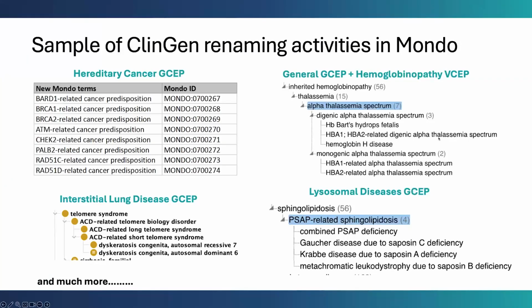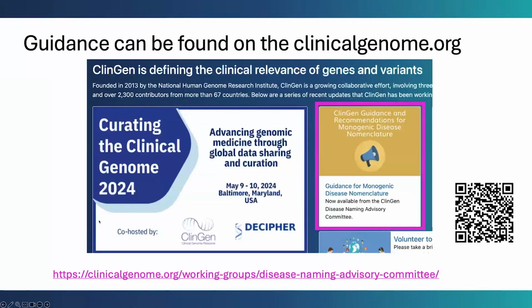And then lastly, we have the lysosomal diseases GSEP here, again, where you can look where they have lumped. They're all child terms to this more broader general term we've used for our curated disease entity, and that it uses an explicit name. And so all of our guidance can be found on clinicalgenome.org. You can go to our webpage, and usually on the front, you have the monogenic disease naming guidance. You can also go to our different websites.